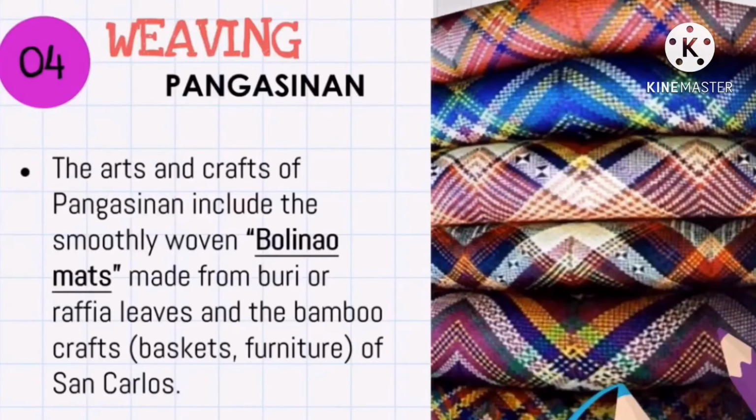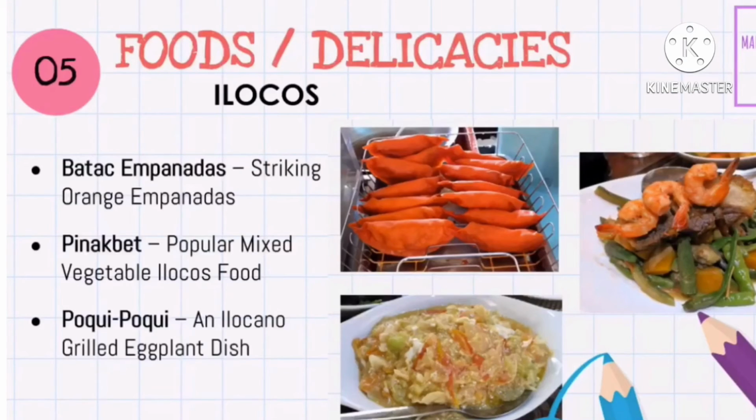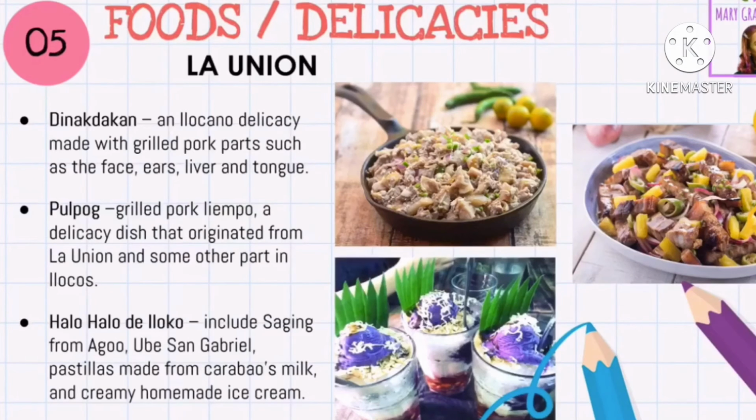Now let's proceed to the weaving of Pangasinan. The arts and crafts of Pangasinan include the smoothly woven bulinaw mats made from the buri or raffia leaves and the bamboo crafts like baskets and furniture of San Carlos. Go, go, go now! And let's taste the foods and delicacies from the Ilocos region.